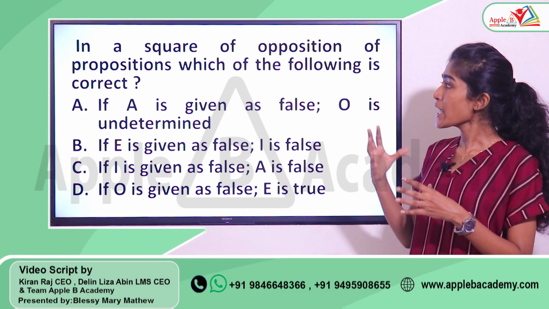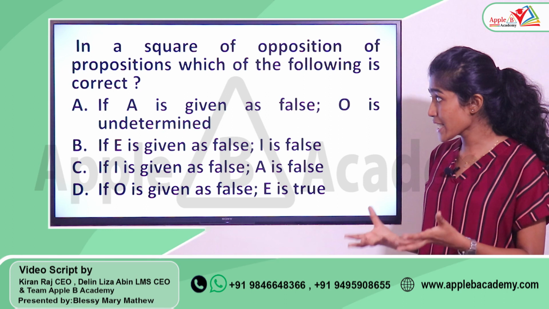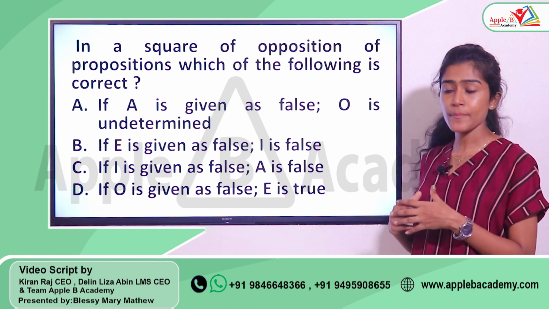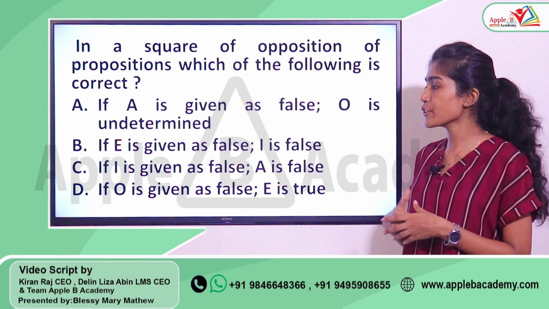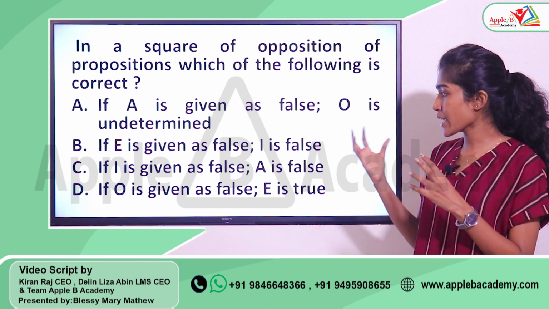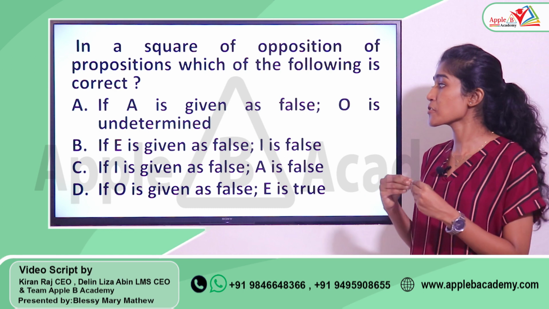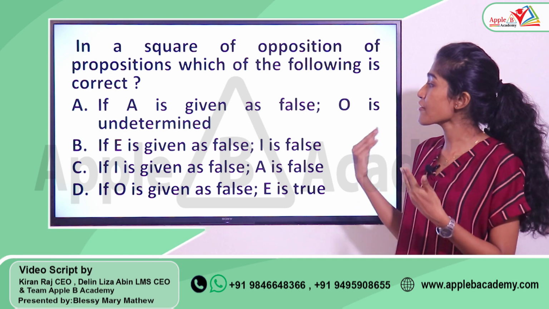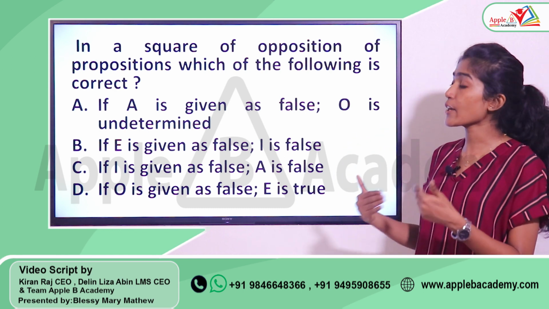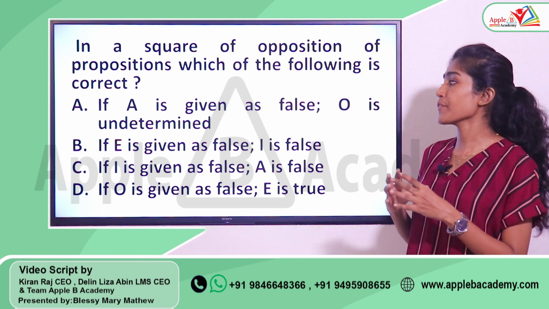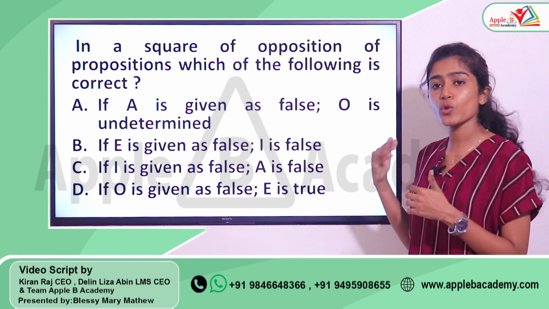Moving to the next question. In a square of opposition of propositions, which of the following is correct? They have given you 4 different options, and it gives you certain combinations of relationship between various propositions, and from the given options we need to identify the correct one. Okay, so let's go through each and every option.